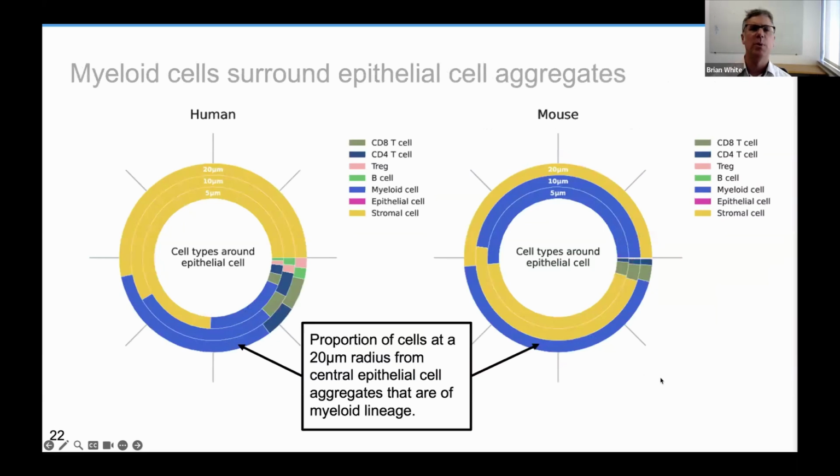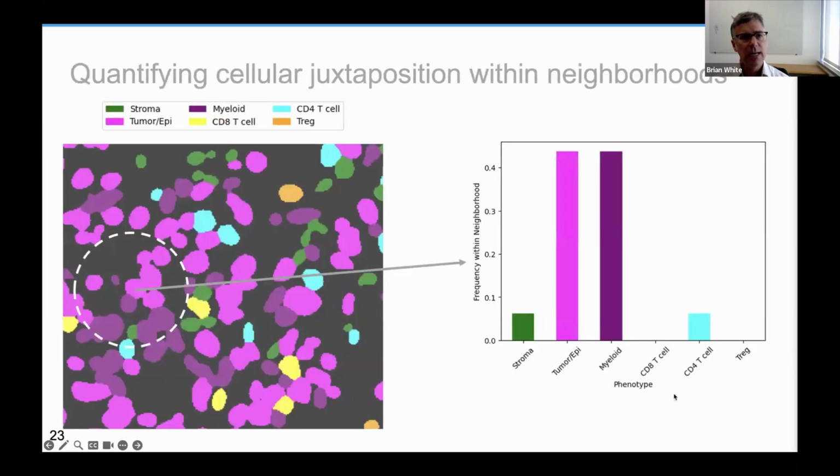So we went on to quantify the proportion of each cell type surrounding those tumor or epithelial cell aggregates at distances of 5, 10, and 20 microns from the periphery of the aggregates. And then consistent with the images that I just showed you, we found that about 20% or more of the cells surrounding the epithelial cells were myeloid cells. And you're seeing that as the blue concentric rings. So this indicates that, as we saw anecdotally, the myeloid cells frequently surround epithelial cells, at least when those aggregates do indeed occur. And then we wanted to show that the aggregates themselves occur frequently.